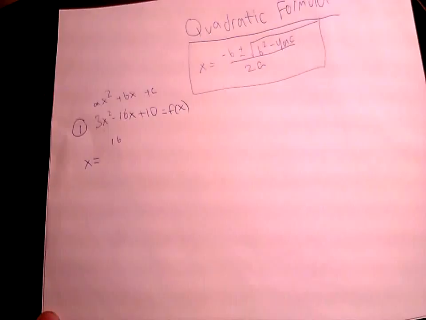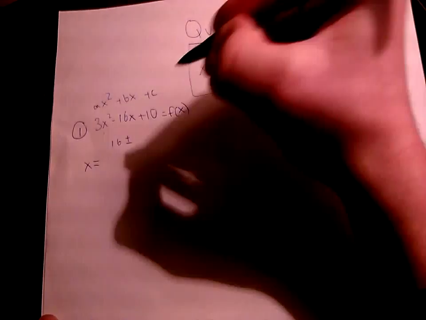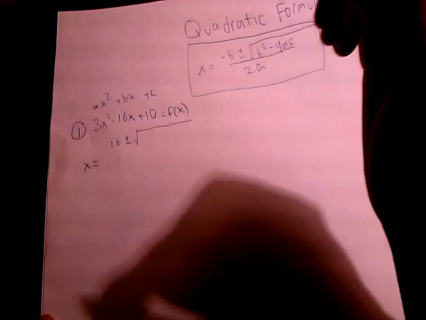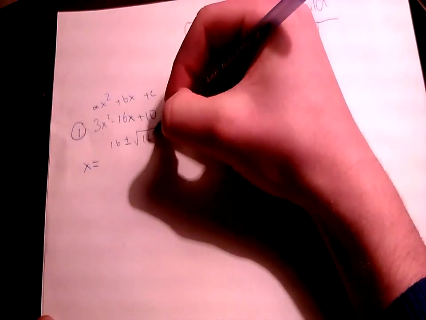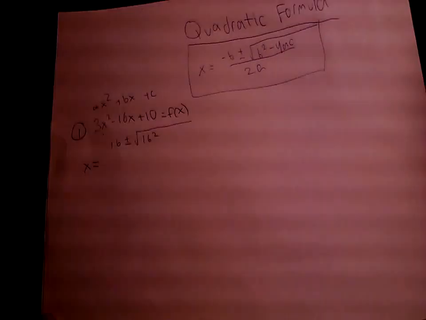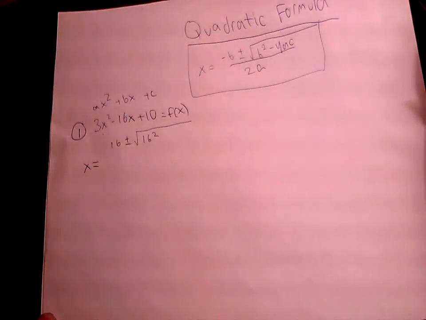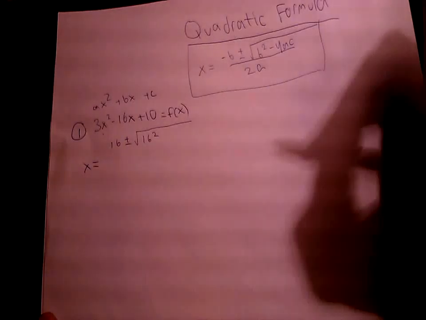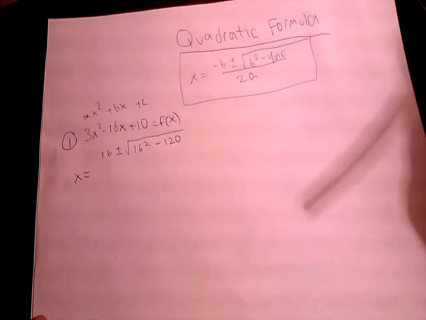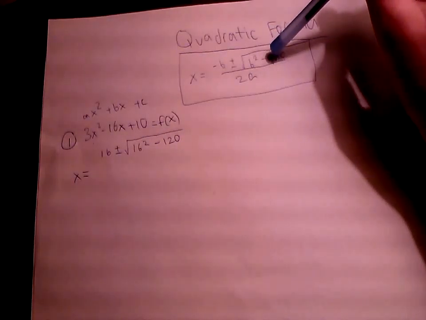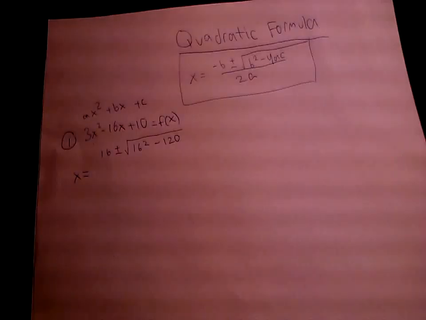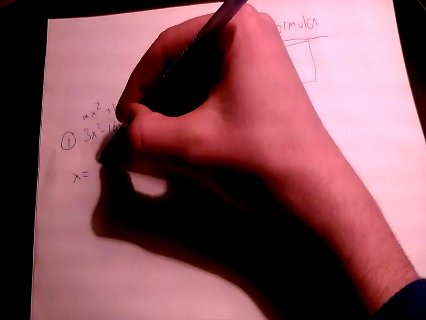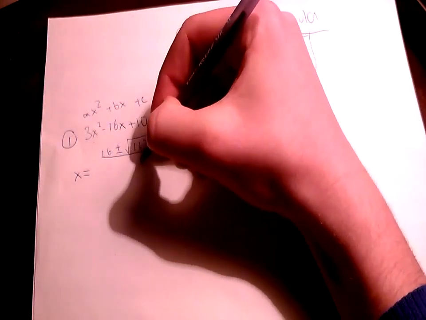So 16 plus or minus the square root of, what is 16 squared? I don't know, but I will just write that there. 16 squared minus 4 times a times c. So what is a? 3, c is 10, so 3 times 10 is 30, times 4 is 120. Let me just check my math here. 4 times a is 3, so 4 times 3 is 12, times 10 is 120. Yeah, that seems right. Now, what is our denominator? It is 2a, and a is 3, so 2 times 3 is 6.